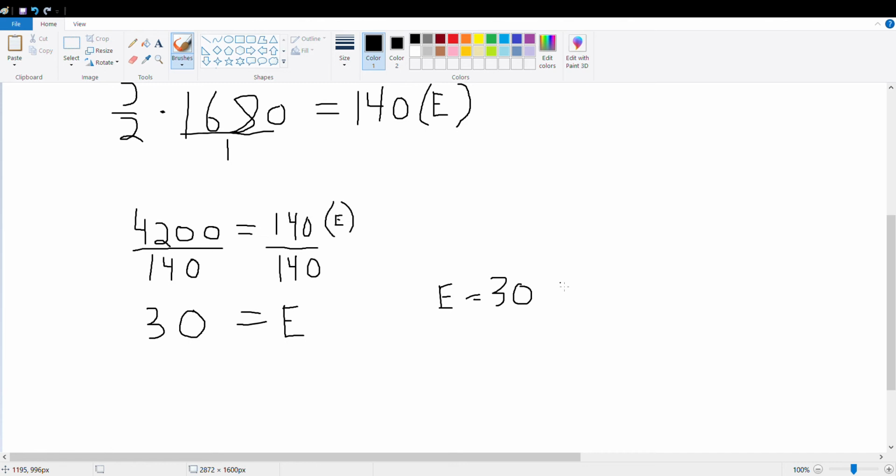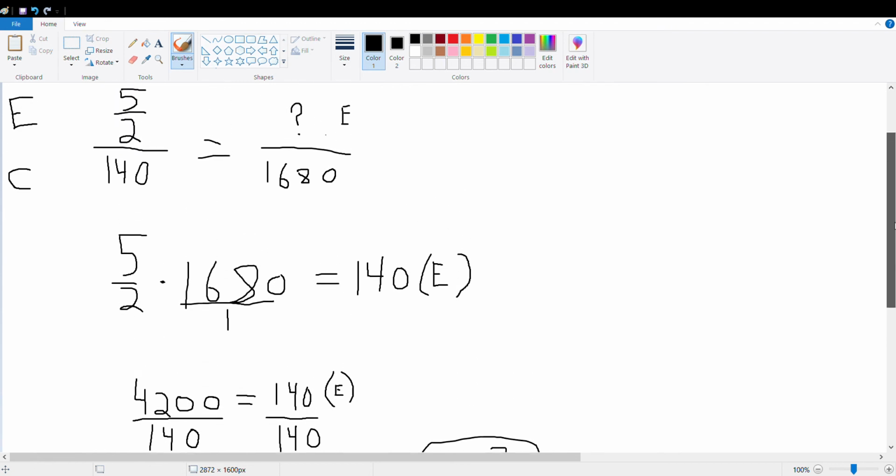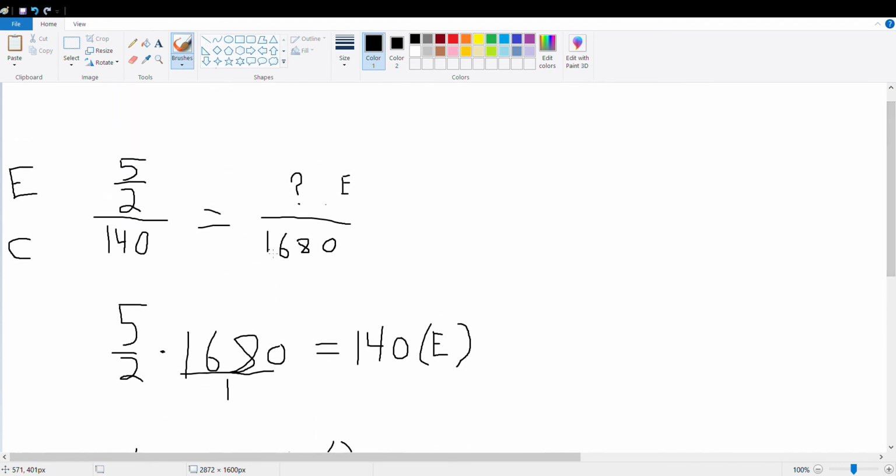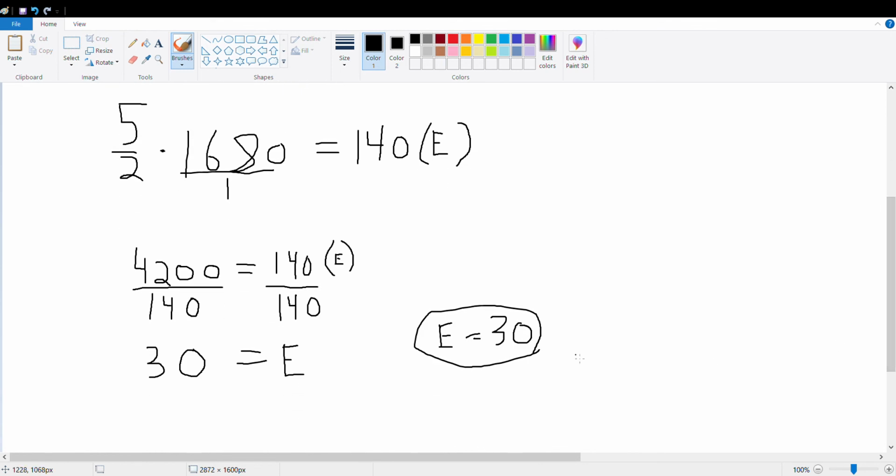So going back to the question that we had, remember with these type of problems, the key with these is that we always have to remember what is the problem asking. In this case, it's how many eggs does she need? Well, we found out here that she needs 30 eggs in order to make 1,680 cookies. So the answer here would be 30 or E equals 30. Either answer would be correct.